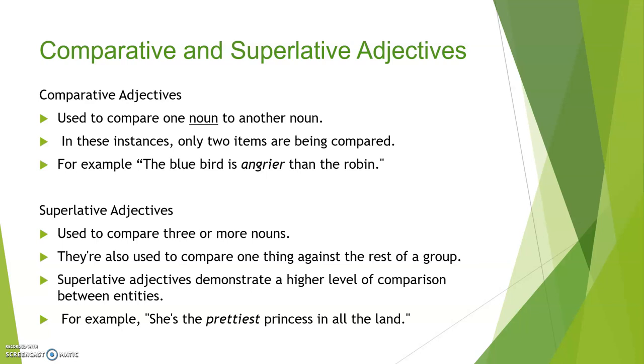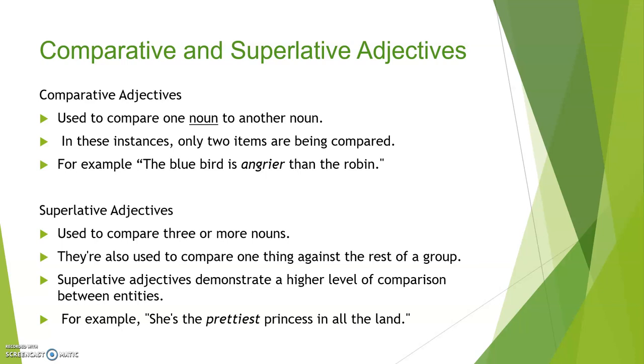The next one is superlative adjectives. Superlative adjectives are used to compare three or more nouns. They are also used to compare one thing against the rest of a group. They are used to demonstrate a higher level of comparison between entities.